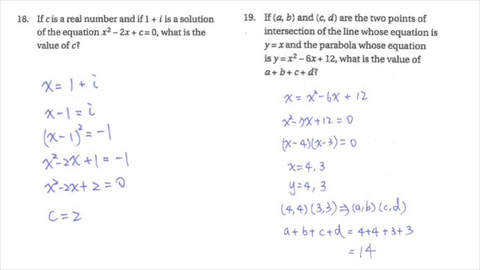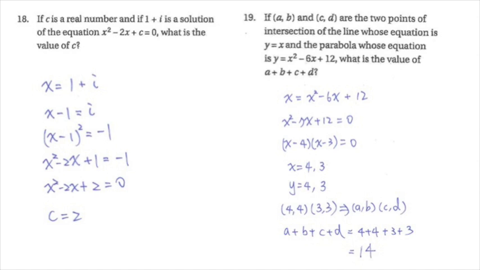Question 18. It says c is a real number and 1 plus i is a solution of the equation x squared minus 2x plus c equals 0. We're asked to find the value of c. For this type of question, we simply need to work the solution backwards. We have x equals 1 plus i. Moving 1 to the other side, we have x minus 1 equals i. Squaring both sides, we have x minus 1 squared equals negative 1. Then x squared minus 2x plus 1 equals negative 1, and x squared minus 2x plus 2 equals 0. Matching this with the equation they give us, we know that c equals 2.